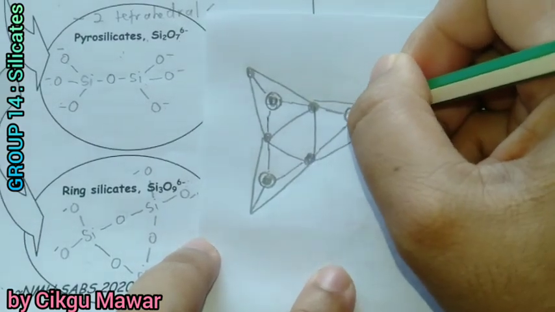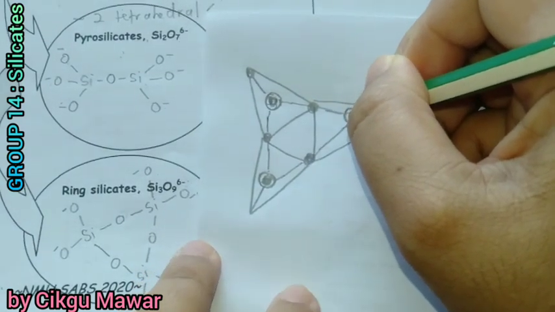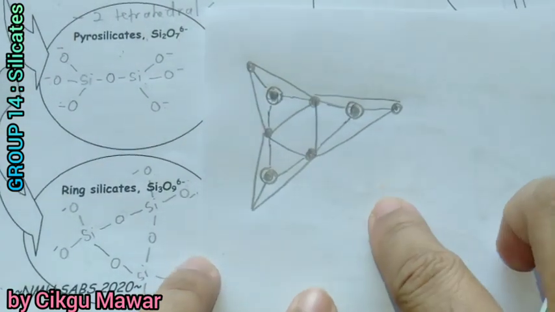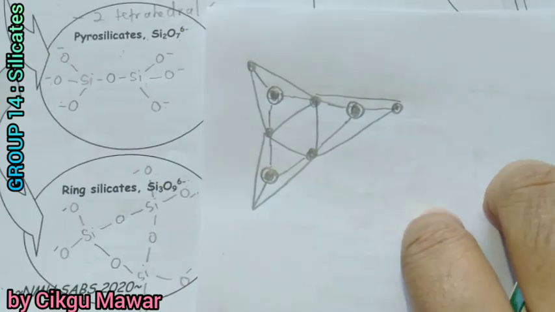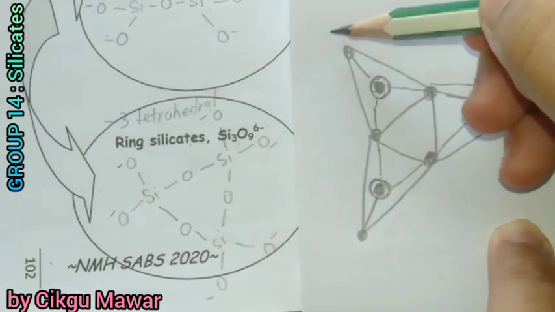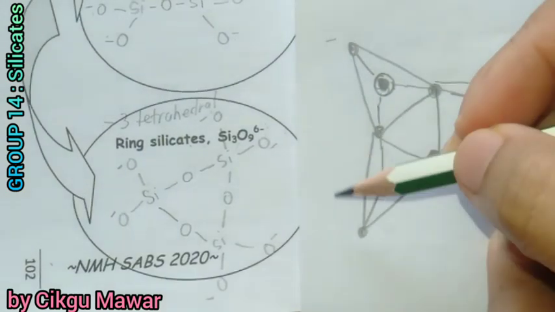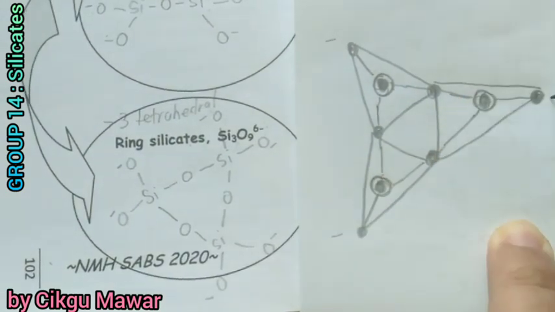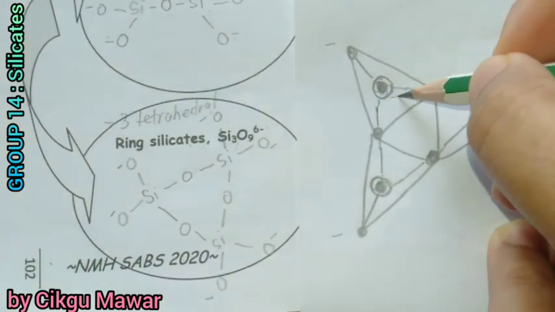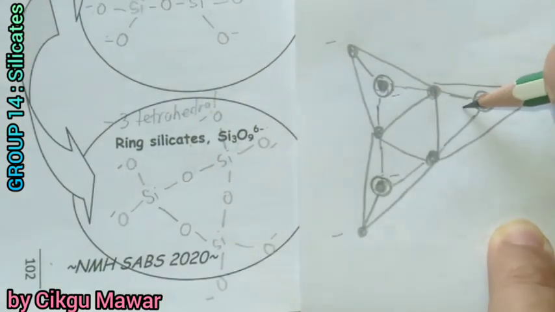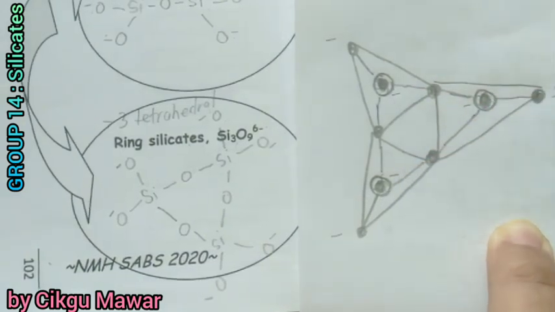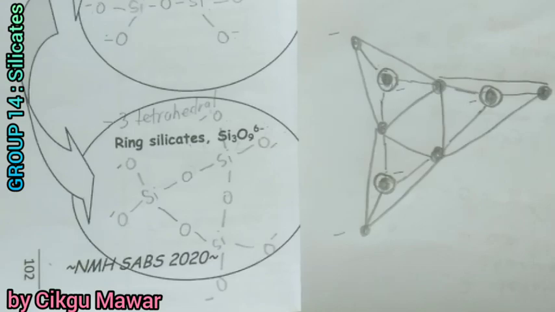Okay, then don't forget the backside oxygen. So this is the 2D diagram of ring silicates. We take a look at the charge here: minus, minus, and then the backside oxygen 1, 2, and 3. So the total charge here is 1, 2, 3, 4, 5, and 6 negative.